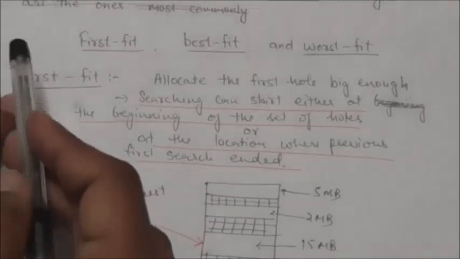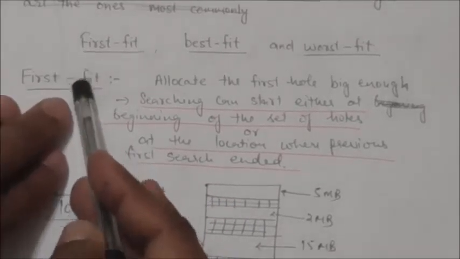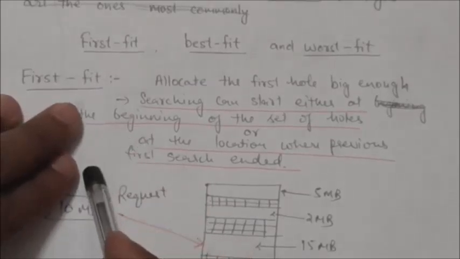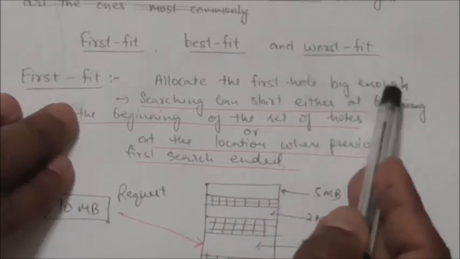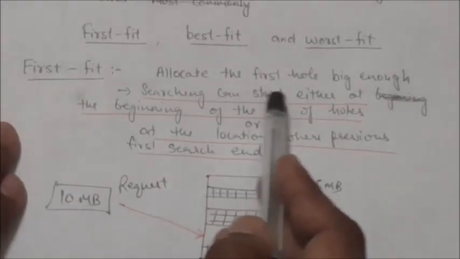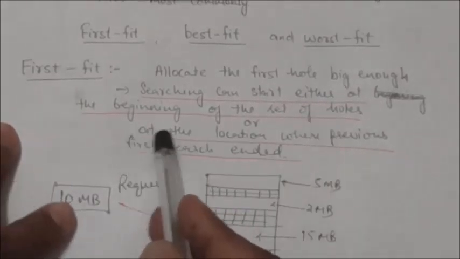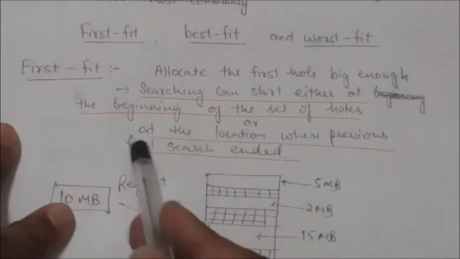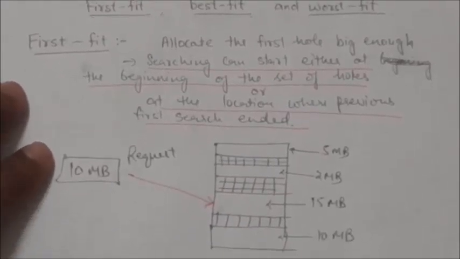Now what happens in the first fit strategy? Whenever there is a request of size n, the first hole which is big enough is allocated. The searching can start either from the beginning of the set of holes or at the location where the previous first fit search ended. It will be clear after this example.